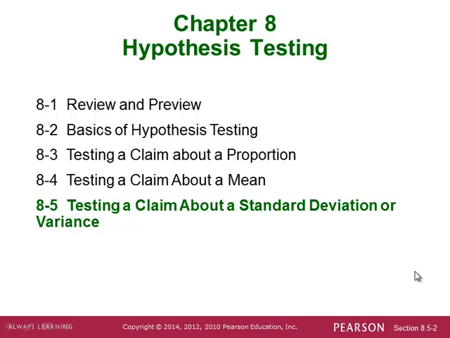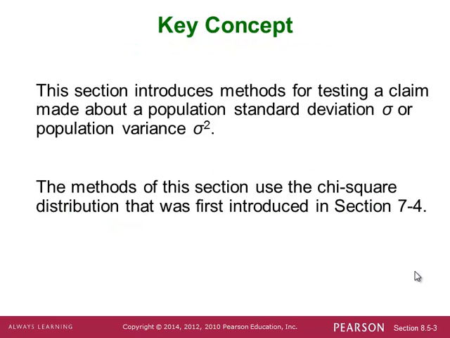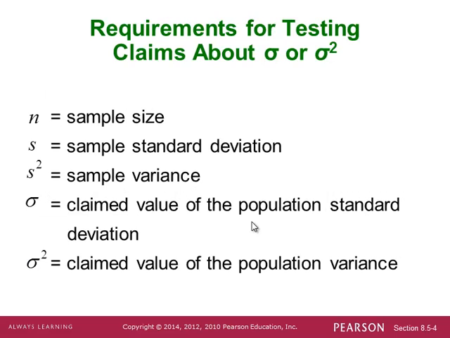Hi, folks. We now will finish up Chapter 8 by talking about doing hypothesis testing for claims about standard deviations or variance for a population. Okay, so the big thing to focus on is the chi-square. That's what we're going to be using. That's the distribution that is appropriate for testing claims about variances and standard deviations.